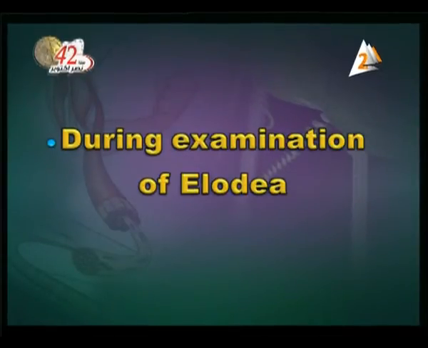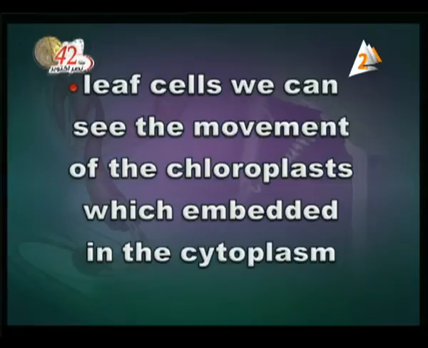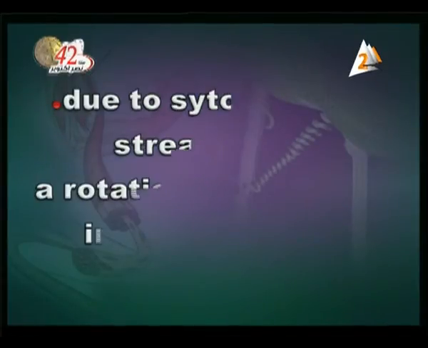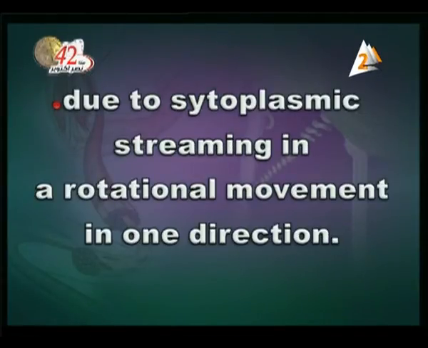During examination of Elodea leaf cells, we can see the movement of the chloroplasts embedded in the cytoplasm. Of course, that's happening due to cytoplasmic streaming in a rotational movement in one direction.